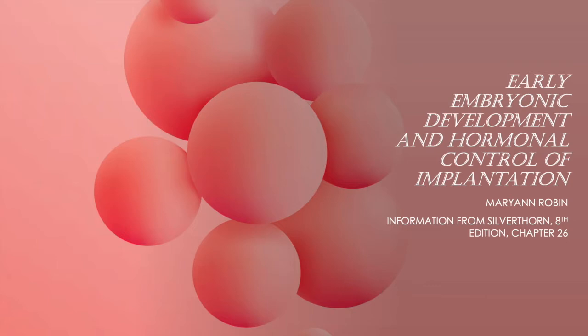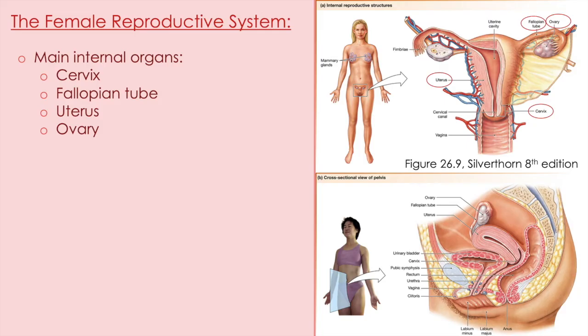Let's start this lecture by looking at the anatomy of the female reproductive organs. We are going to focus on the internal reproductive organs of the female since that is where embryonic development takes place. The four tissues or organs I want to talk about are the cervix, fallopian tubes, uterus, and ovary. I have them circled on this diagram for clarification. Now let's talk about the cervix.